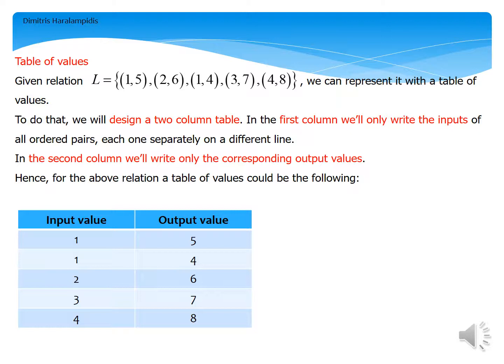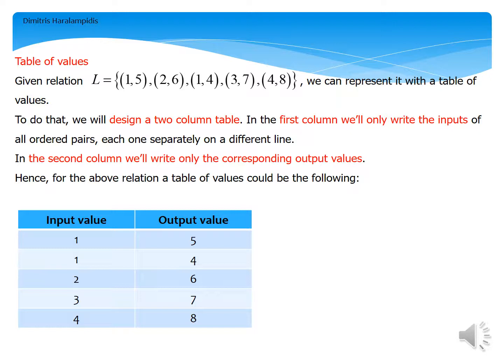Next, we move on with a table of values. Given relation L, we can represent it with a table of values. To do that, we will design a two-column table. In the first column, we'll only write the inputs of all ordered pairs, each one separately on a different line. In the second column, we'll write only the corresponding output values. Hence, for the above relation, a table of values could be the following.